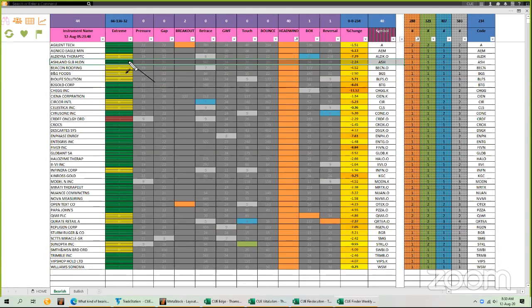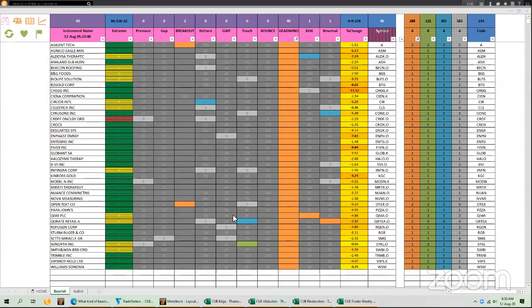It was at price extreme high and it was giving a bearish headwind signal as of Monday's close. The headwind is still there. That's why it is showing up in today's result also. So this was my starting point, how I identified ASH.